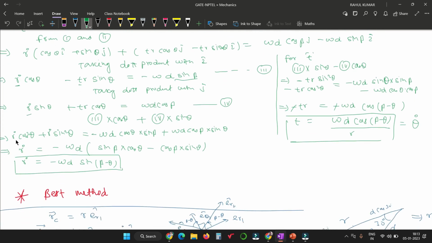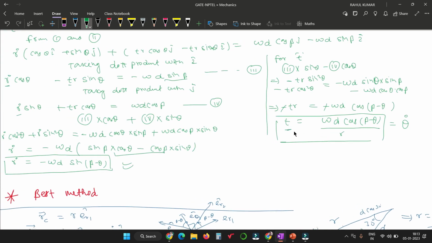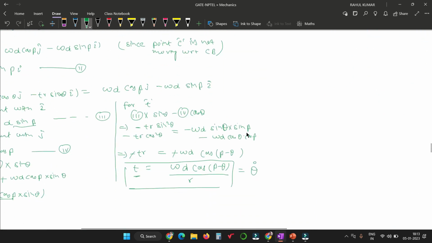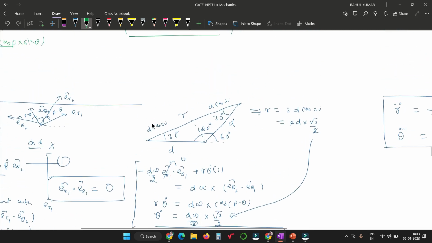And when you take r dot common, you will get here 1, because cos square theta plus sin square theta is equal to 1. When you take common minus omega d, that will become this. And we already know that sin of beta minus theta is equal to this, so we will get the correct answer. Now I want to find t. Previously we were getting an incorrect answer, that is omega, but the correct one must be omega by 2.